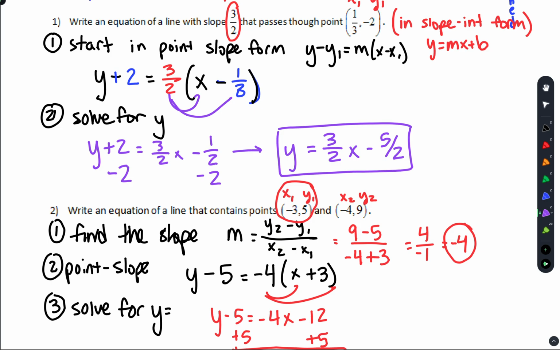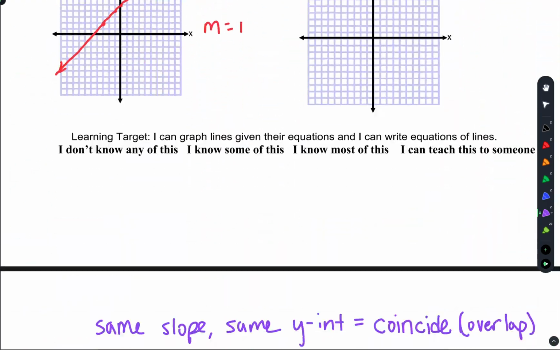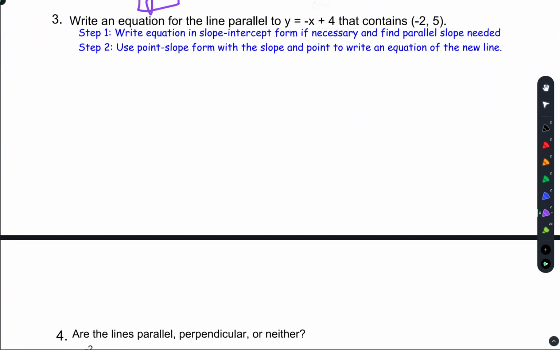But if you remember the steps, number 1, we need a slope and we need at least 1 point. Okay, sometimes we had to do a little bit extra, like we did in this bottom one, to find the slope. But once we have a slope and a point, we use point-slope form to plug it in, and then we solve for y to get it into slope-intercept form. Those are our basic steps. We're going to continue to do the same exact thing on this page right here.